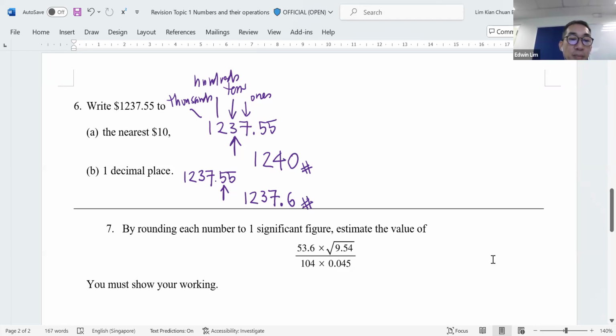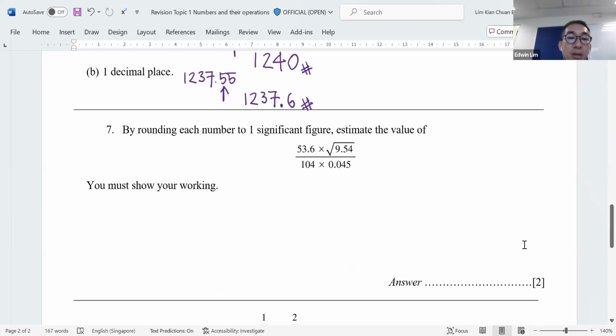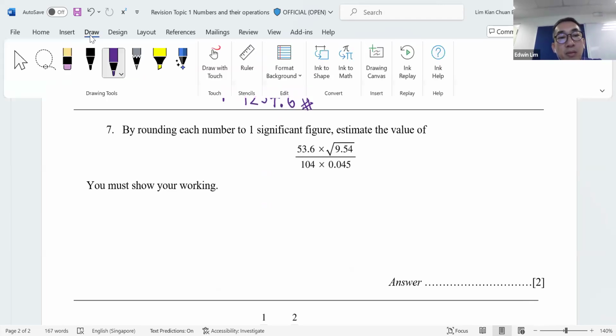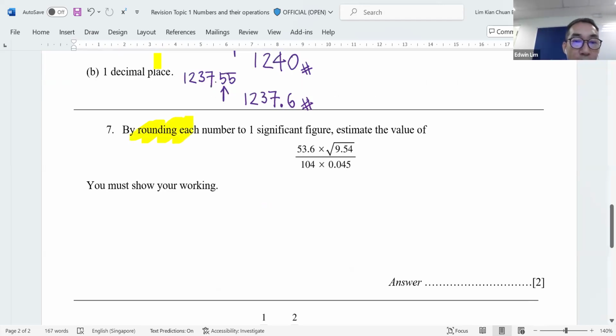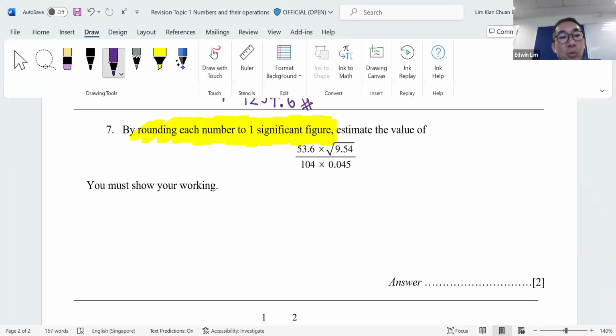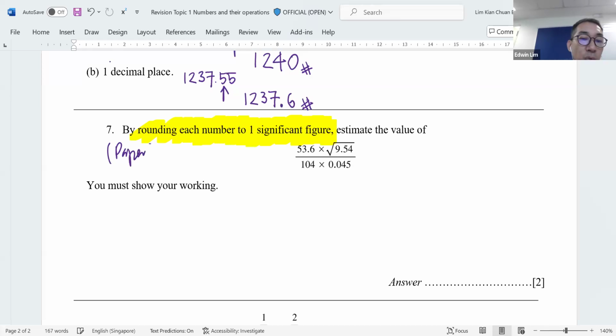Question 7. By rounding off each number to one significant figure. This is a very common question in paper 2. All right, it always happens in paper 2. But just in case, I'll just do it here. Normally, it's in paper 2. All right, so every one of the numbers shown there, we must change it to become one significant figure first.